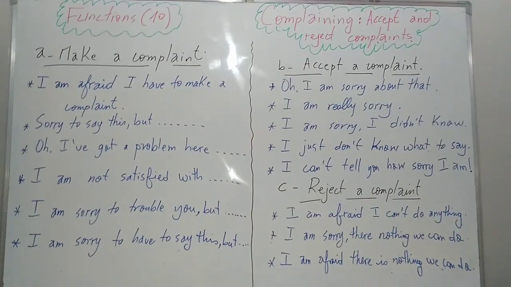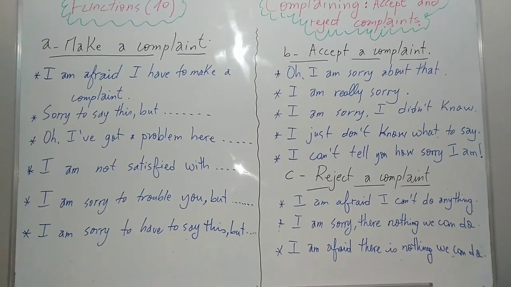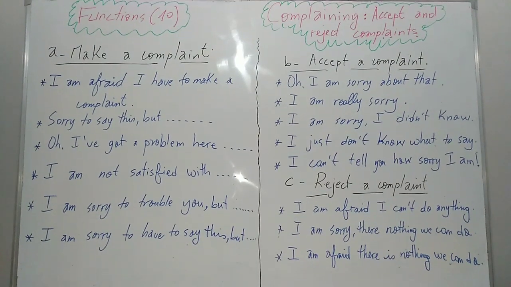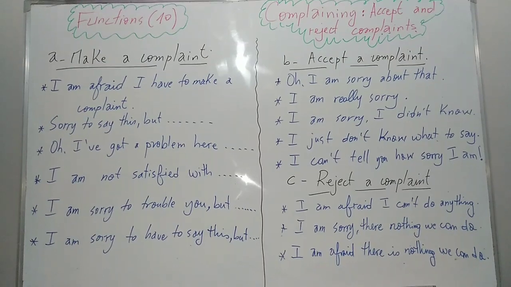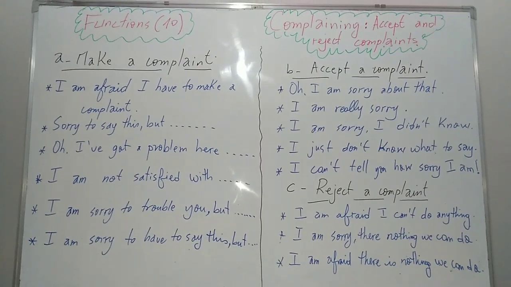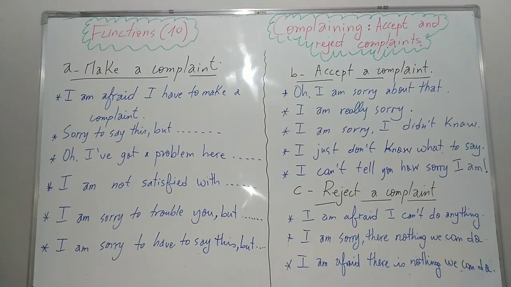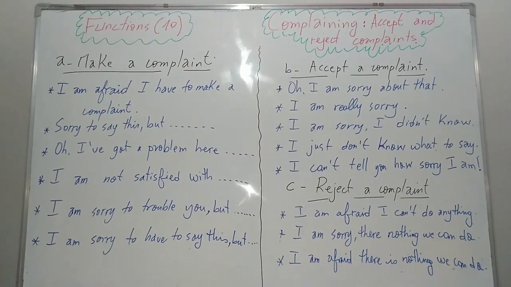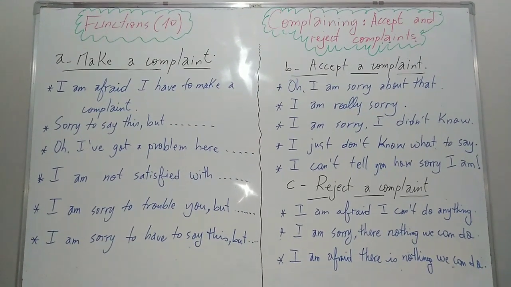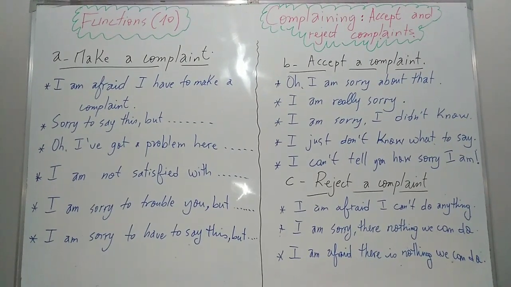So the first part is make a complaint. I'm afraid I have to make a complaint. So this is the first example. I'm afraid I have to make a complaint, and then you say your complaint. For example, you have a problem with something, then you say, I'm afraid I have to make a complaint. This does not work, or this is not satisfying my needs. Or you say, sorry to say this, but.